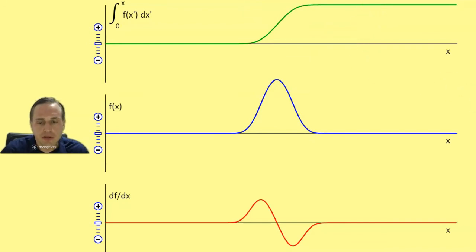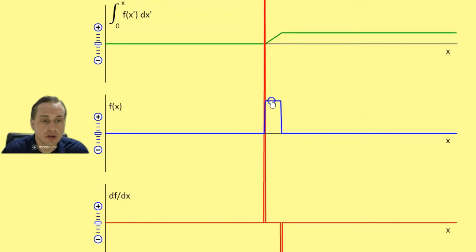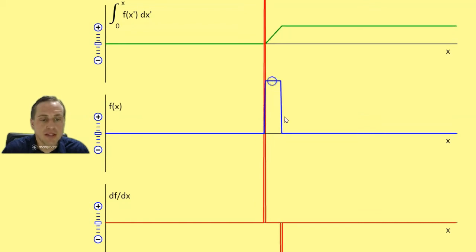Let's try something else. Let's try a pedestal, which is sometimes called a hat or a rectangular pulse. So look at that. This rectangular pulse has infinite positive derivative on the one side and an infinite negative derivative on the other side. But notice the area under the curve is very easy to calculate, because you could just make a right triangle out of that up to a certain point.